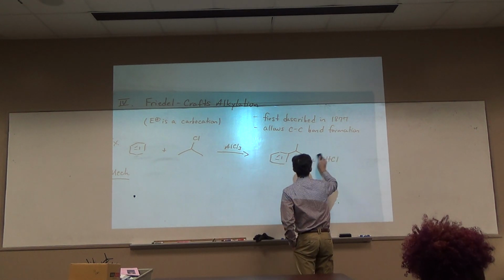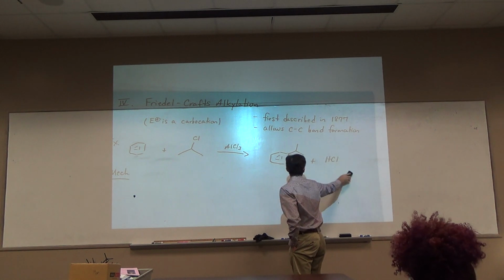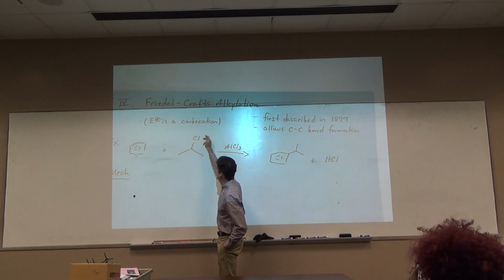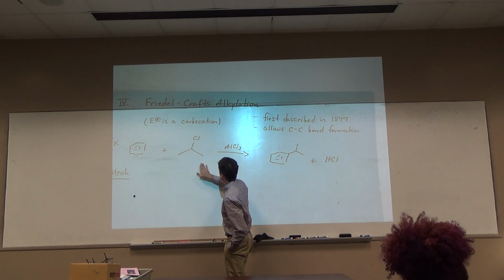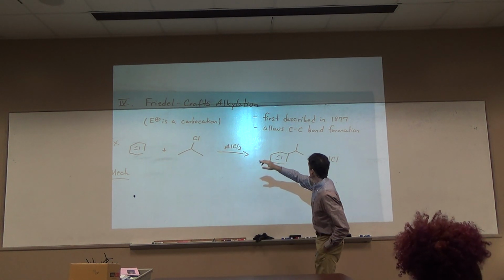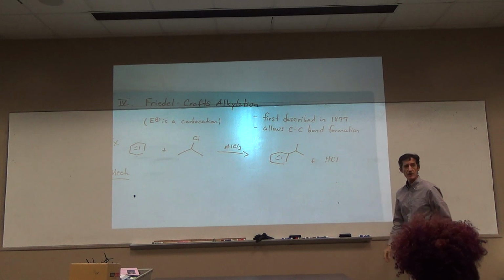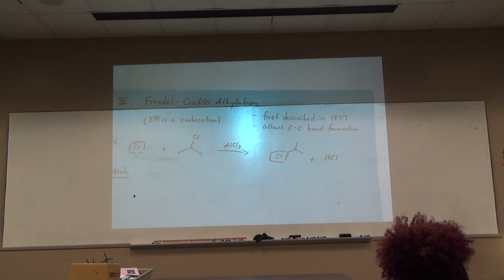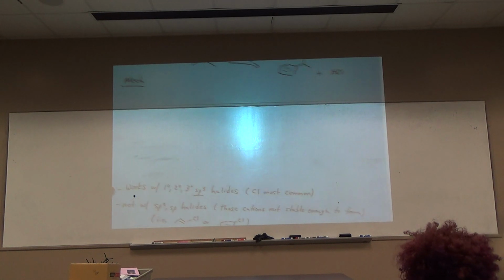And the chlorine is the most common, mainly because it's the cheapest. And with chlorine, aluminum trichloride is the most common Lewis acid. Okay. All right.